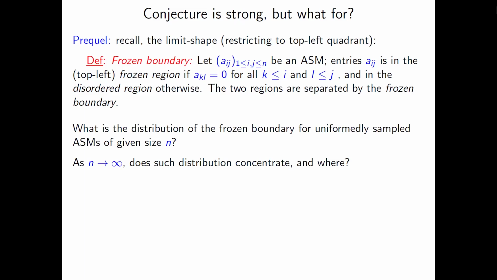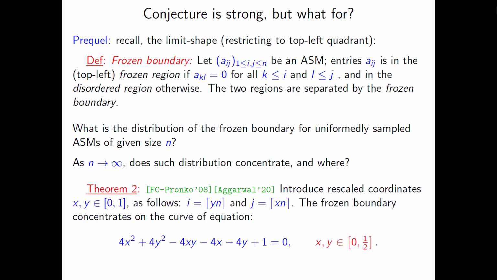So the question is, what is the distribution of this frozen boundary for large n, as you sample according to random sampling with uniform measure of ASMs? So first question is, what happens when n goes to infinity? Does this distribution concentrate on some arctic curve, on some limit shape? And the answer is yes.